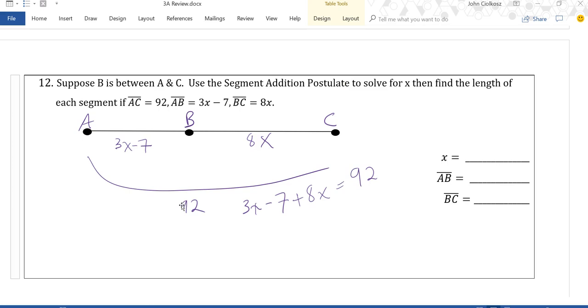Taking a look at our next part, we combine our like terms. We have 11x minus 7 equal to 92. We add 7 to both sides, divide by 11, and end up with x equal to 9. To find these other parts, we plug in. AB is 3x minus 7, so plugging in 9, 3 times 9 is 27, minus 7 gives me 20. For BC, 8 times 9 is 72. And we're good to go.